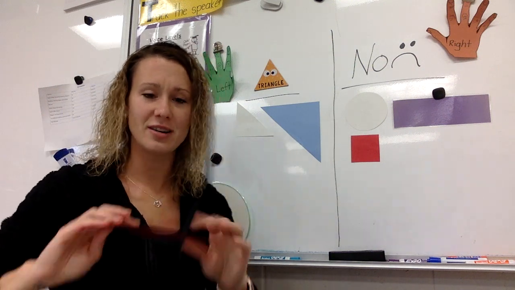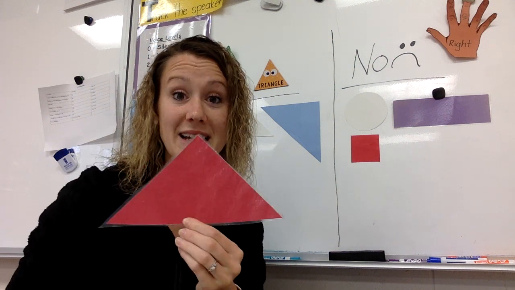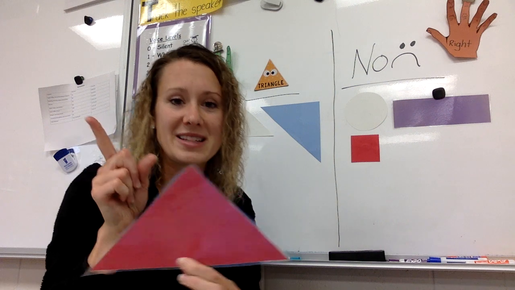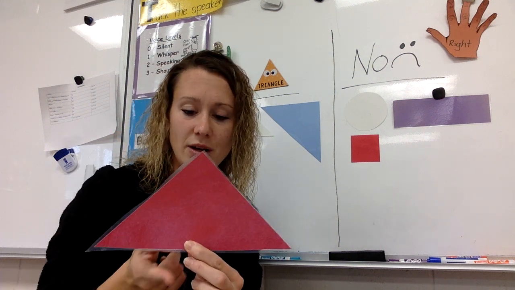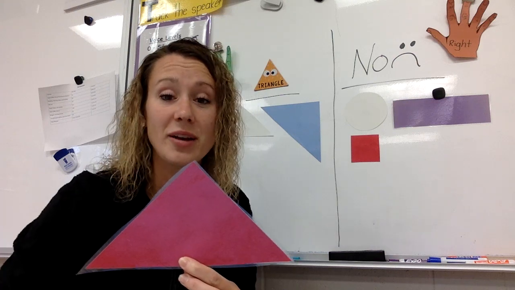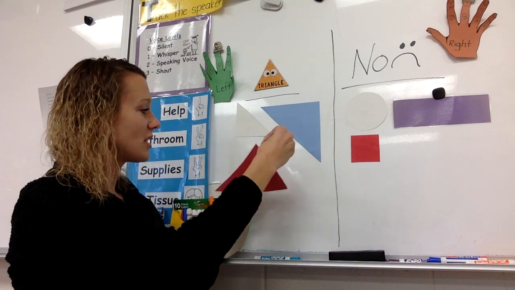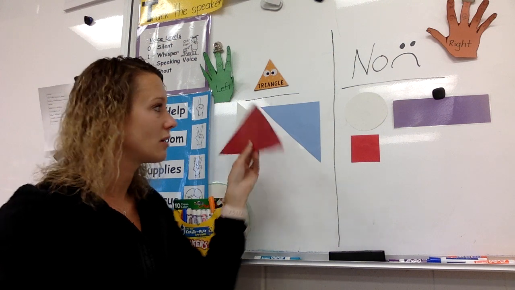You've got a few more shapes here. Look at this bad boy. What is this? Let's see if it's a triangle. Let's count how many sides. Ready, set, go. 1, 2, 3. Let's count how many angles. 1, 2, 3. Where can I put it? Right here. This is a triangle. It's a triangle now.